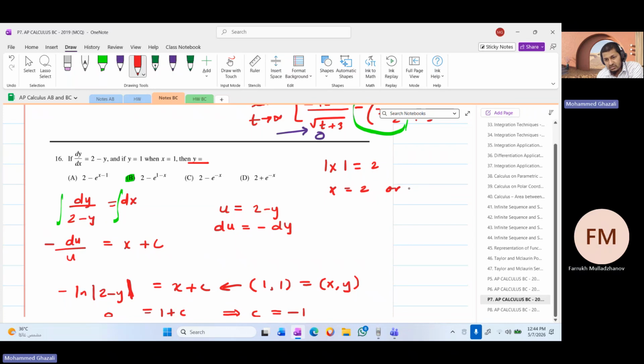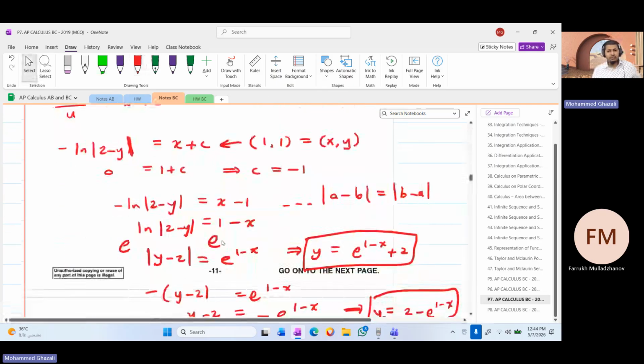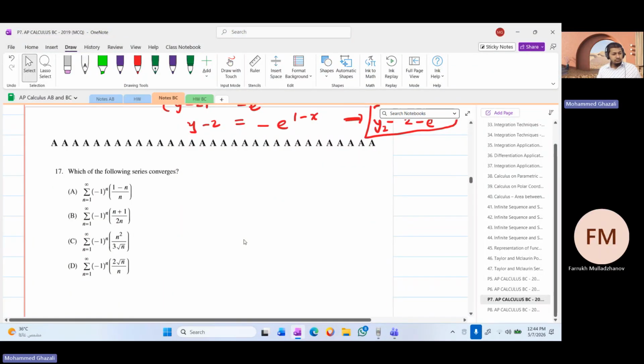Positive 2, yes. Or negative x is equal to 2, so x is equal to negative 2. So you got two answers. That's what I'm doing here. I'm not doing anything fancy. I'm just doing stuff that you already know. Right, move on to the next question.